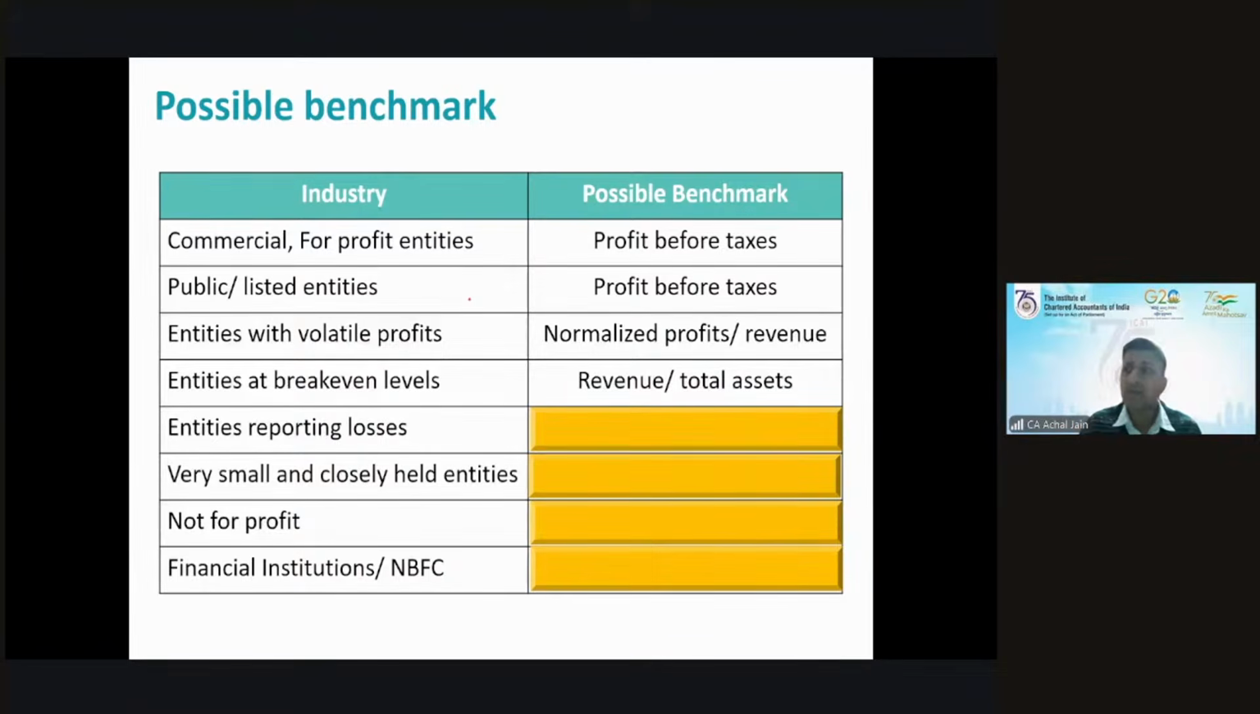Yes or no? So that could also be a question, that an entity is making losses. Okay, so in such a scenario, what do you do? There again, you will not pick up the loss as the benchmark. You'll have to look for other revenues and revenue and total assets, which are generally preferred.